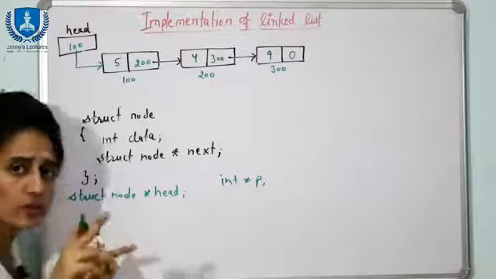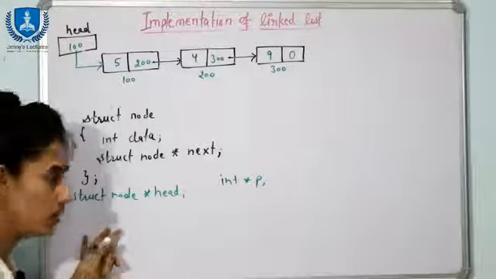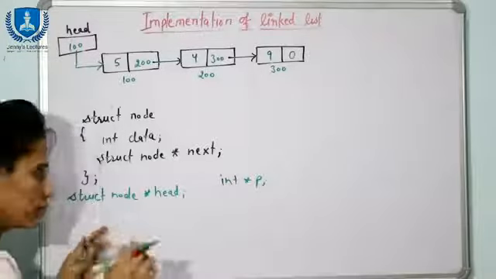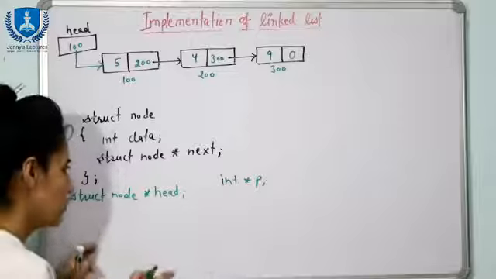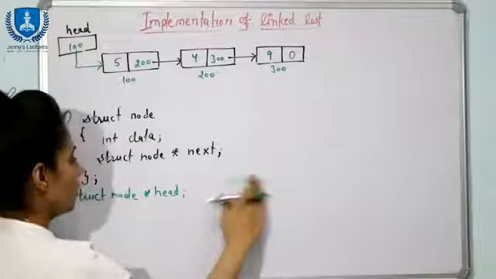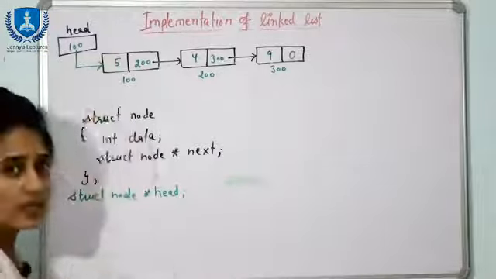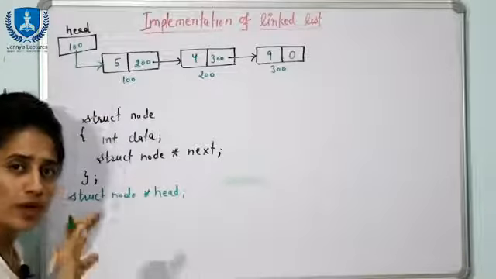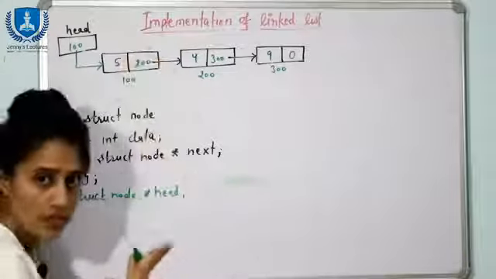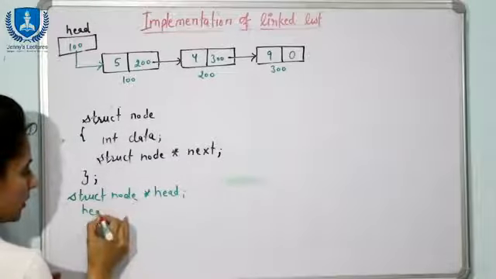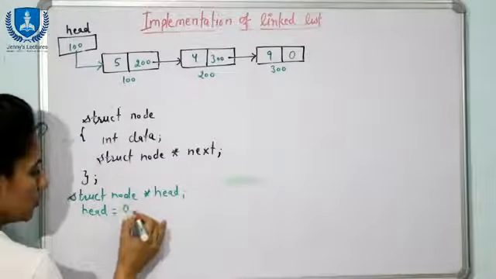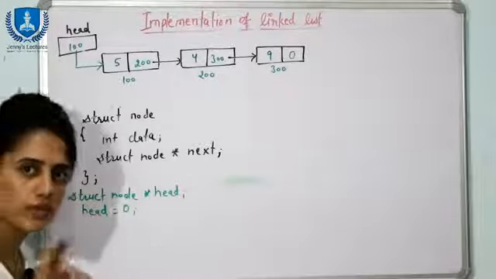If you don't use typedef. Fine. In C++ you can simply write node, that is fine, but here I am discussing C language. Fine. Now we have created this head node. Initially, suppose we don't have any node in the list. So initially what will the head pointer store? Head is going to contain 0, or you can say null.